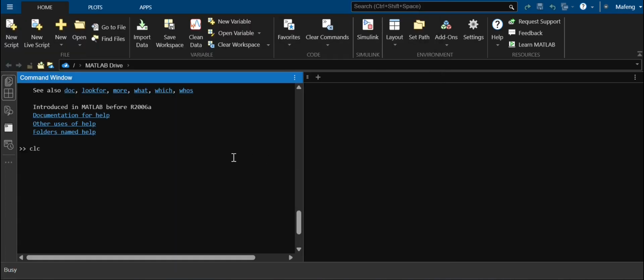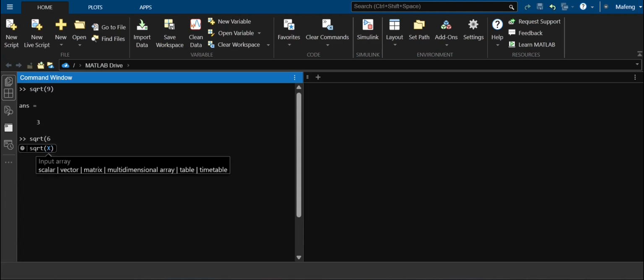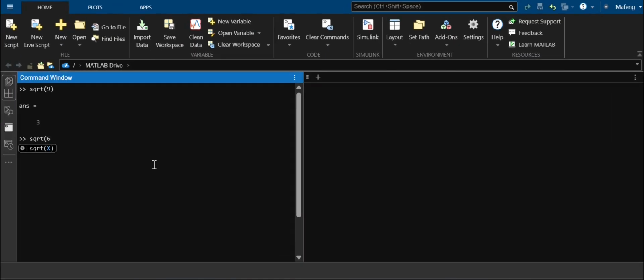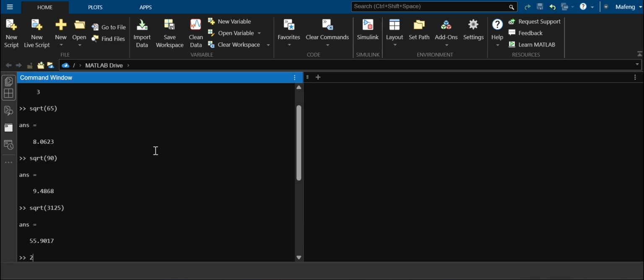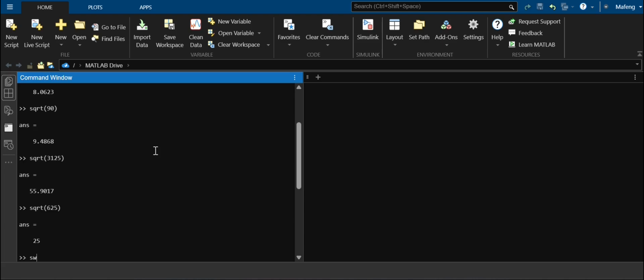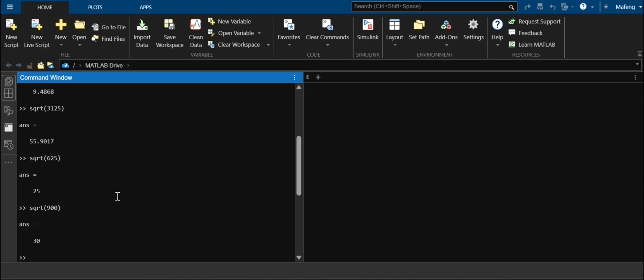So sqrt of 9 is 3, sqrt of 8, square root of 65. The square root of 65 is 8 something, right? So square root of 90, square root of 3125, square root of 625, square root of 900. Okay, so that's the square root function.